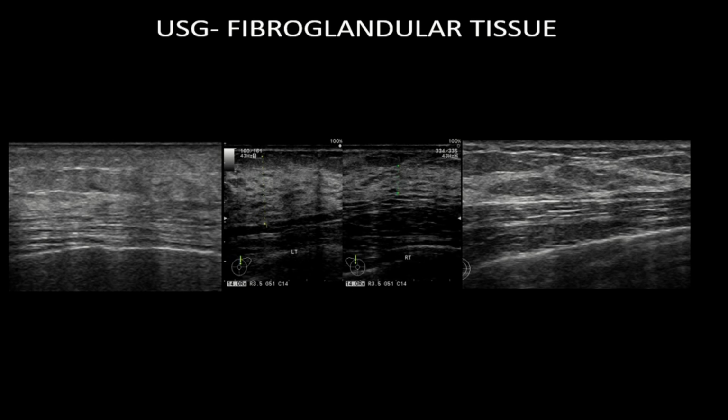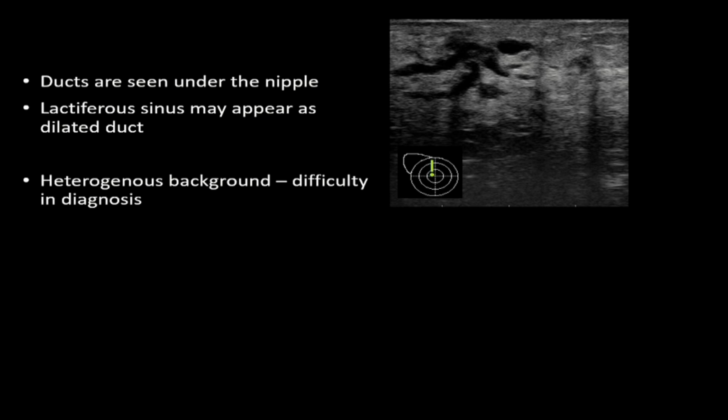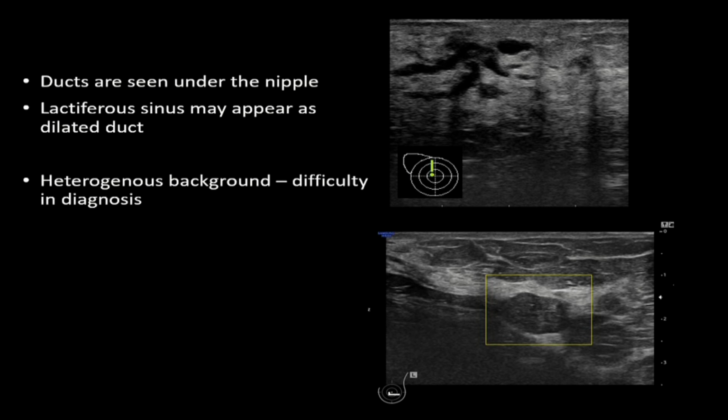Fibroglandular tissue while reporting, so the majority of you are doing ultrasonography. While reporting breast ultrasound, you must recognize 3 types of fibroglandular tissue. One is homogeneous fat, which looks like this. Homogeneous fibroglandular, which looks like this. This is homogeneous fatty, and this is heterogeneous mixed, which at times causes a little difficulty in finding the pathology, and patients may be subjected to unnecessary biopsies, but we can't help.